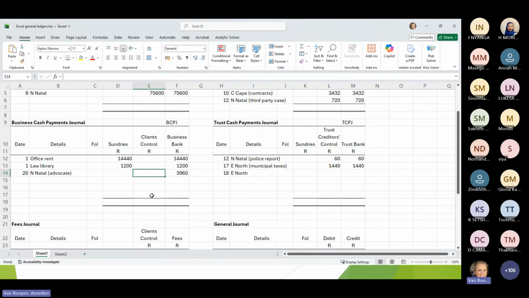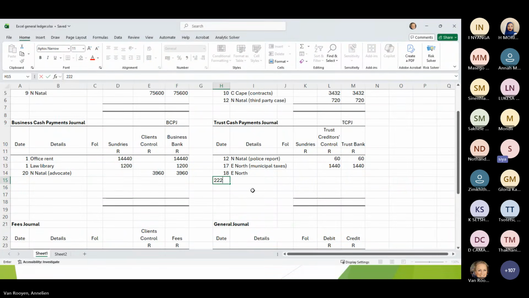And Natal was a client of ours, so it goes under client's control. Pay sheriff fees from trust monies for issuing of summons for Z Zulu. Pay sheriff fees. Is it business or trust cash payments? Trust. Yeah. Yes, ma'am?